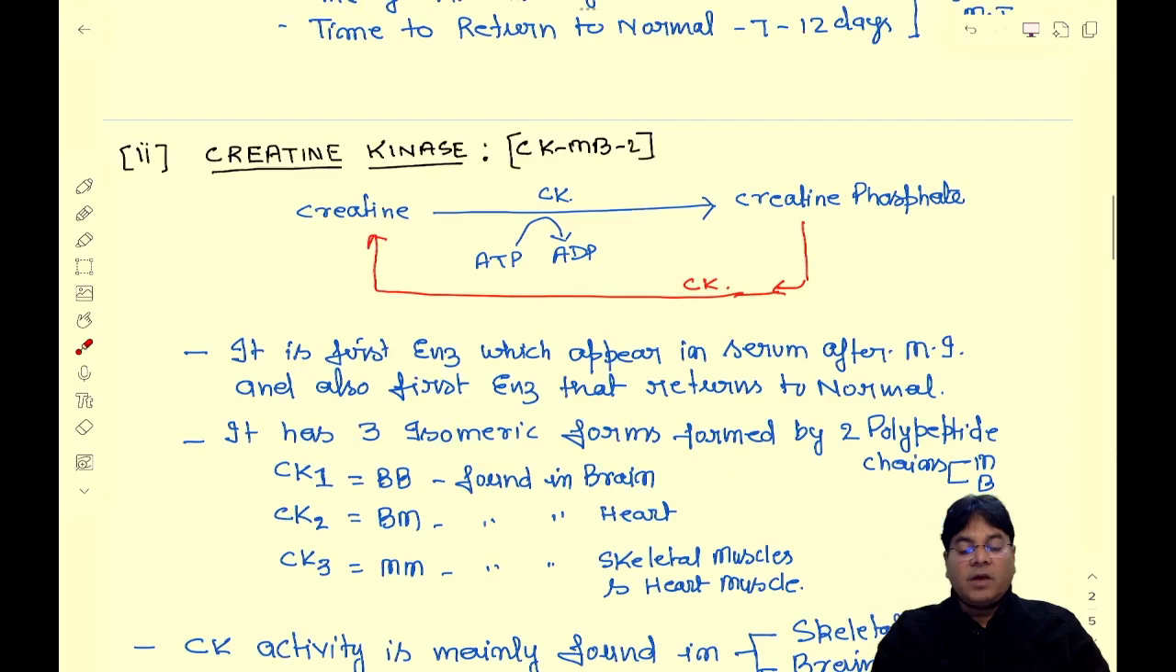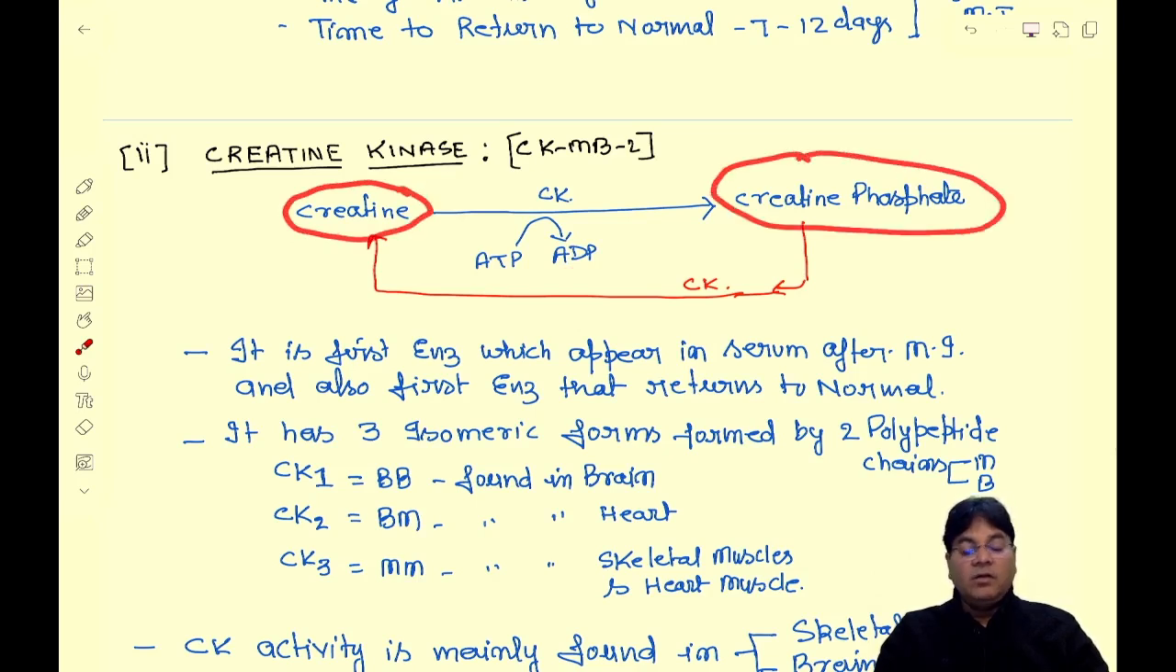Now another cardiac marker, which is an enzyme, is creatine kinase. In short, it is written as CK-MB. It's an isoenzyme, and the isoenzymic form, that is MB, is usually used as a cardiac marker. Now this is the main reaction which is catalyzed by this enzyme in the body. It converts creatine to creatine phosphate and vice versa, with the use of ATP, which is converted into ADP. That means the phosphate is taken from here. So this enzyme is regularly converting the creatine into creatine phosphate.